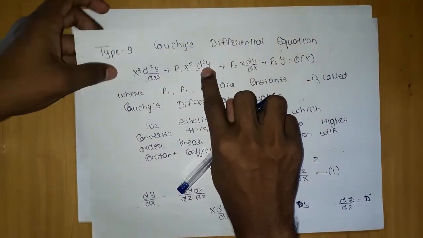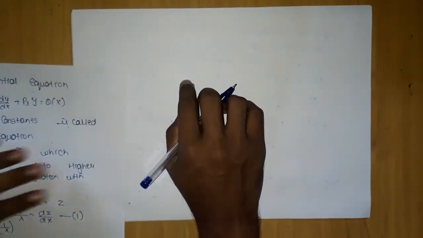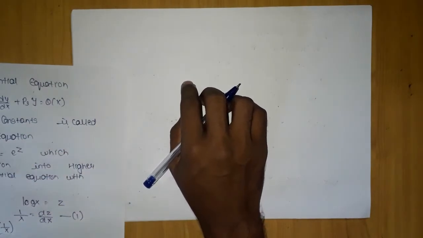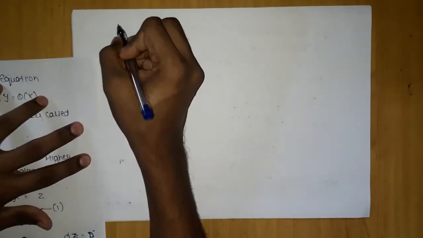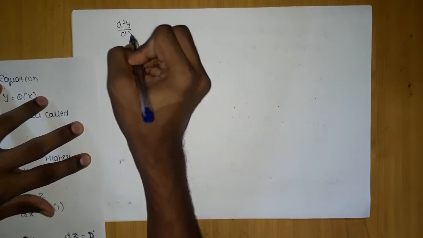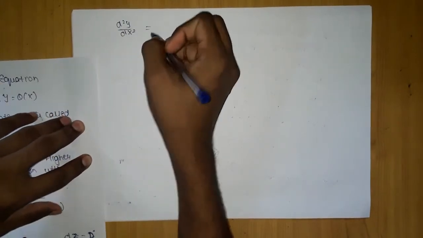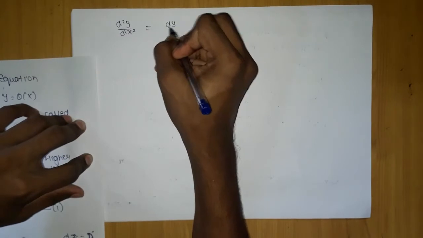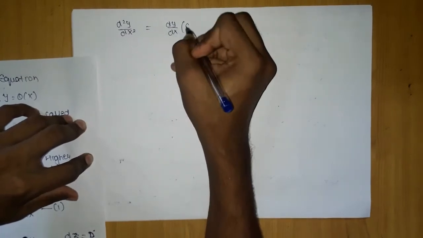Now let's try to find the value of d square y by dx square. How will we find it? We will do a simple thing which will give us the value. This is the thing which we need to find, so we can write this as dy by dx into dz.